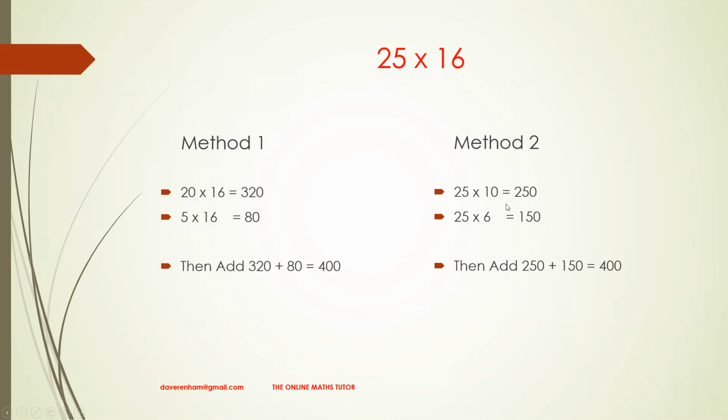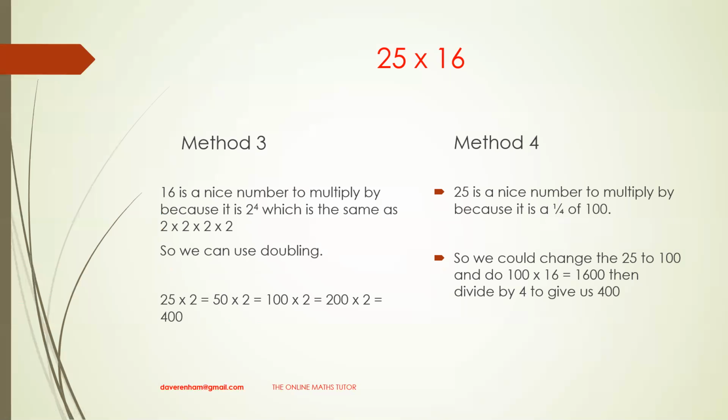Essentially the same idea here. This time, though, we're going to split the 16 up, and we're going to do 25 times 10 is 250, 25 times 6 is 150, and then we're going to add them together. This method we'll use for virtually any two-digit number multiplied by a two-digit number. That's a very standard way of doing it. But for this particular one, because 25 and 16 are nice numbers, we have other options, if the first options are ones that you can't get your head around.